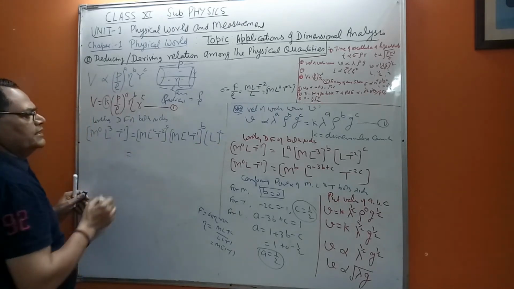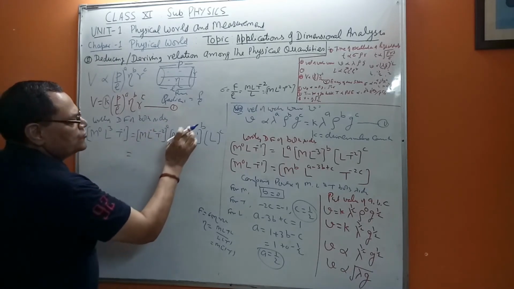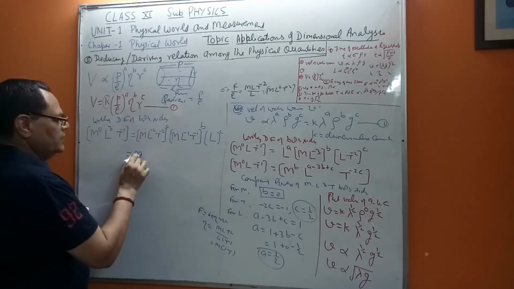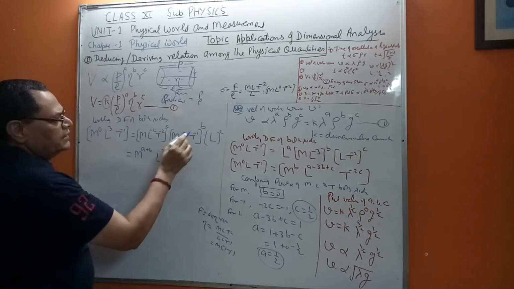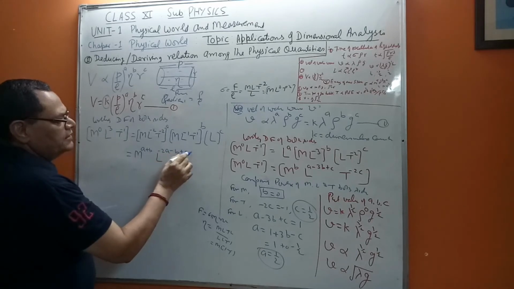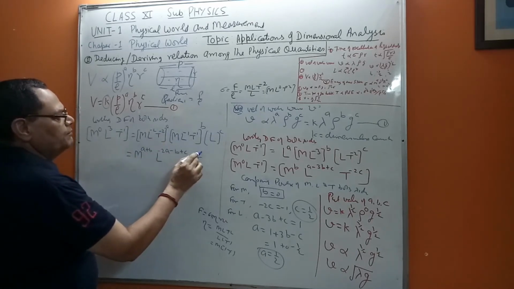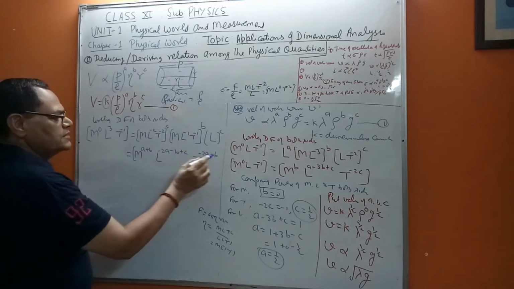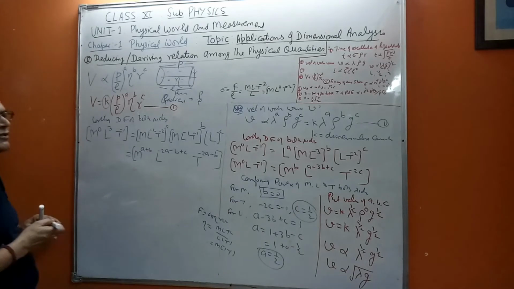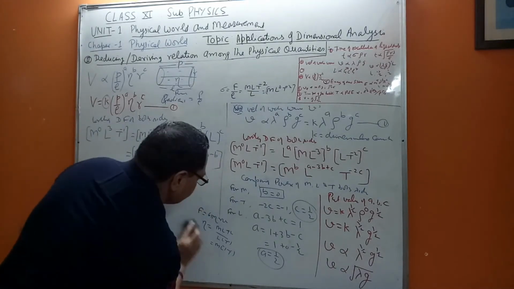So let us simplify the right hand side. Here it is M raised to power a, M raised to power b, so overall you will have M raised to power a plus b. Now L raised to power minus 2a, here it is minus b, and here is plus c as well. Now the time, that is minus 2a here and minus b here. So this is the simplified form of the RHS.